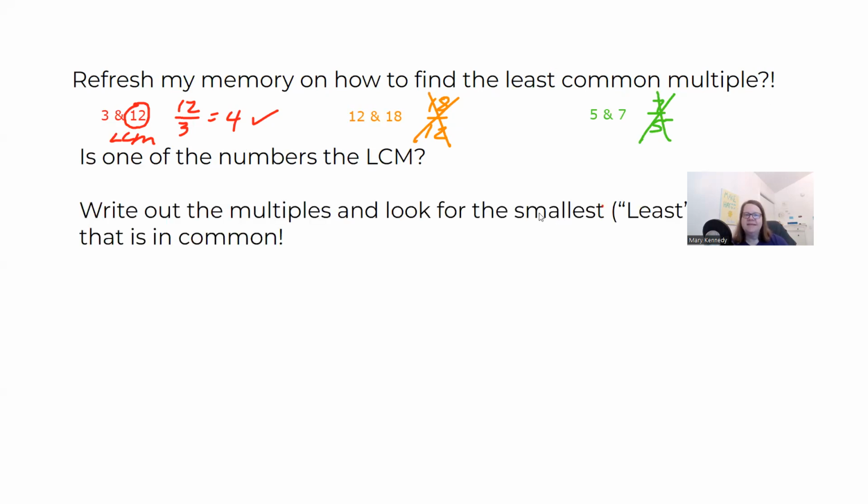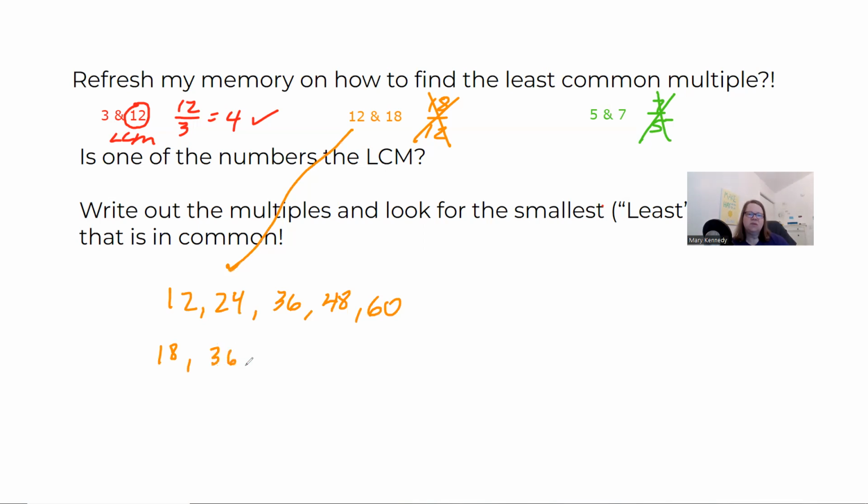When it doesn't, then the simplest way to me is just to write out the multiples and look for the smallest number they have in common. So let's write out the multiples for 12 and 18. For 12, you can do this a couple of ways, whatever's easier for you. I'd grab the calculator and you can do 12 plus 12 is 24, plus 12 is 36, plus 12 is 48, plus 12 is 60. You can add 12, or you can multiply it by 2. 18 times 2 is 36, 18 times 3 is 54, and so on.